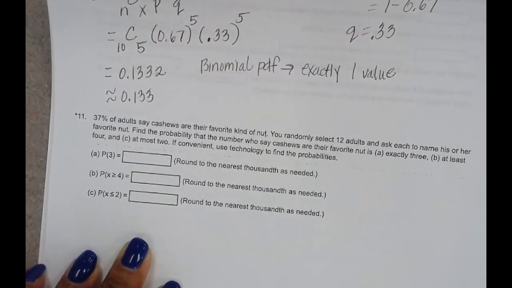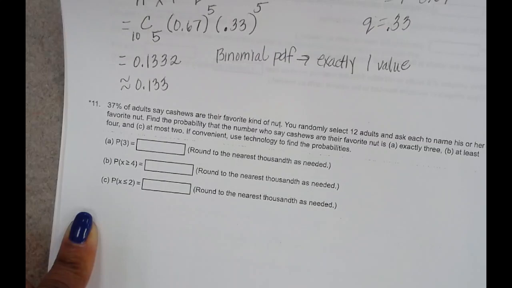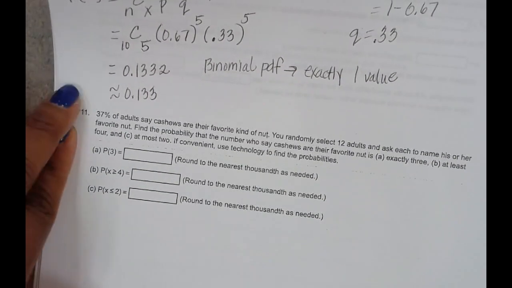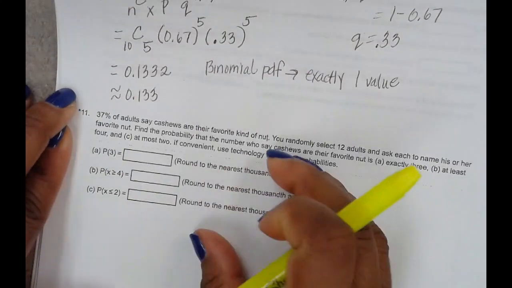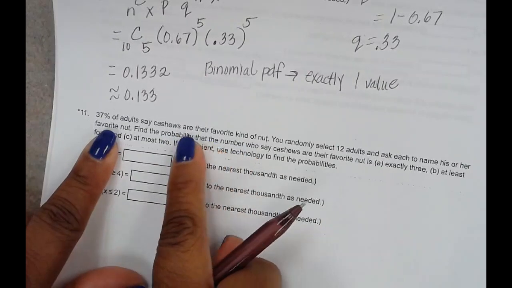Now, the biggest hurdle, I believe, is making sure we know when to use PDF, when to use CDF. Additionally, if they're asking for a probability that is not in the form of X is less than a number, how do I transform that to rewrite it in that form, or use the complement? That's what we want to look for opportunities for. But let's start off with what we know. We know that 37% of adults say cashews are their favorite kind of nut.